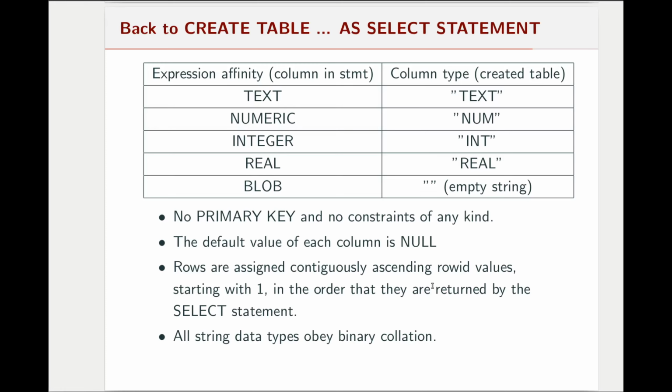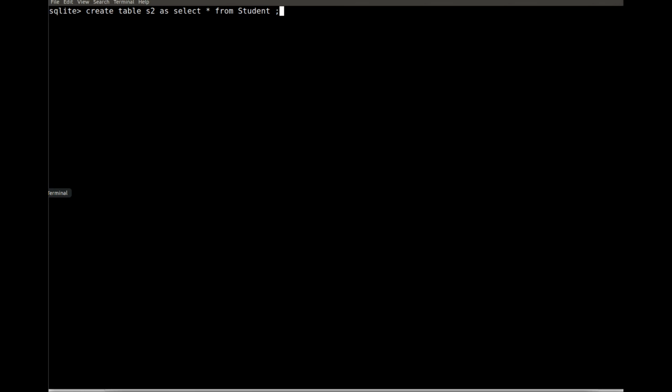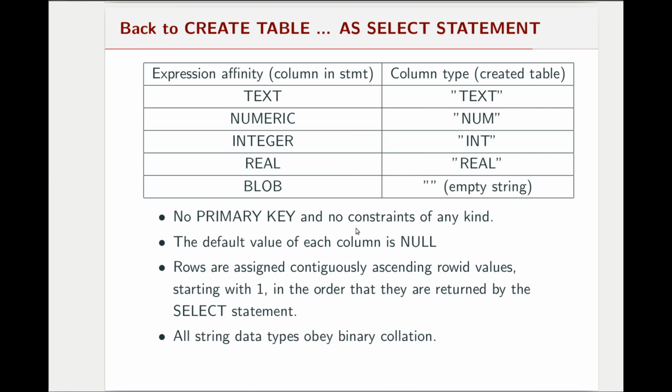Let's now understand how a column type is determined for a table that is created using the as select statement. It looks something like this: create table S2 as select star from student. So this is the student table, and now we're going to create a new table S2 based on all the rows that are present in student. But what are the column types of S2 going to be? That's what this slide is meant for.